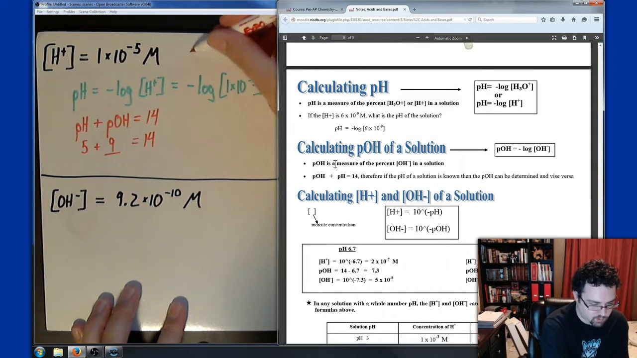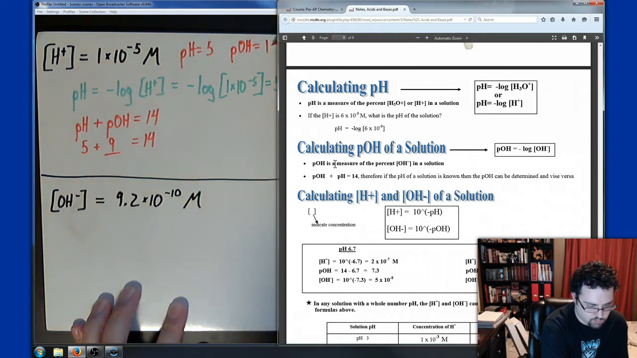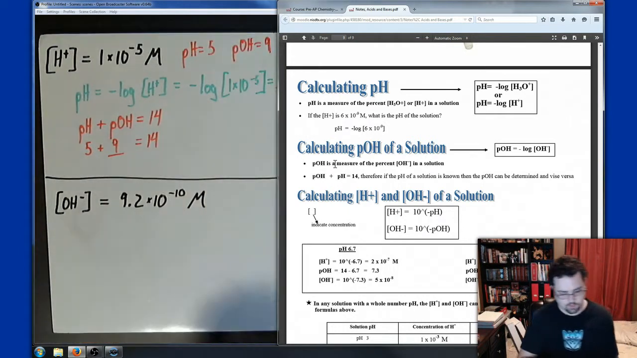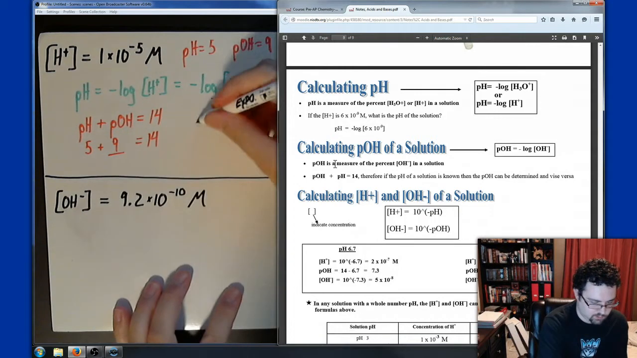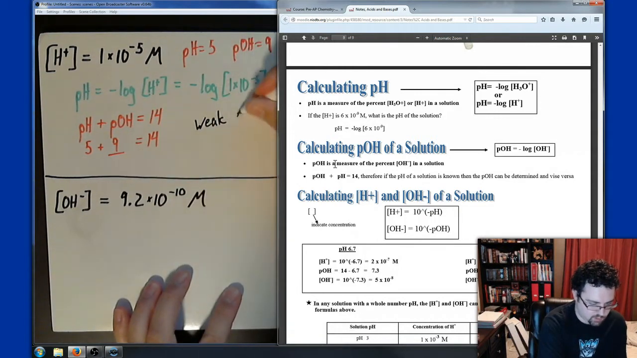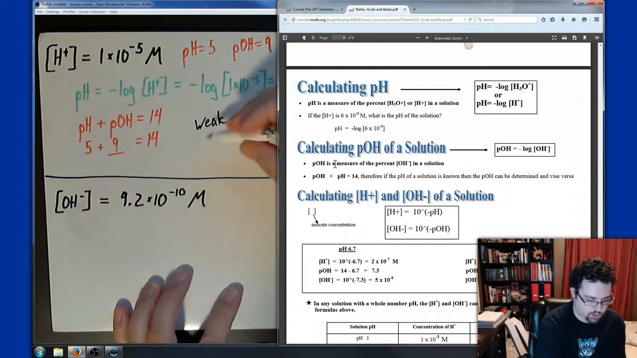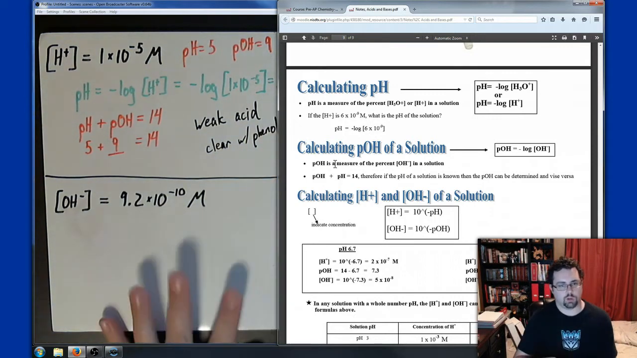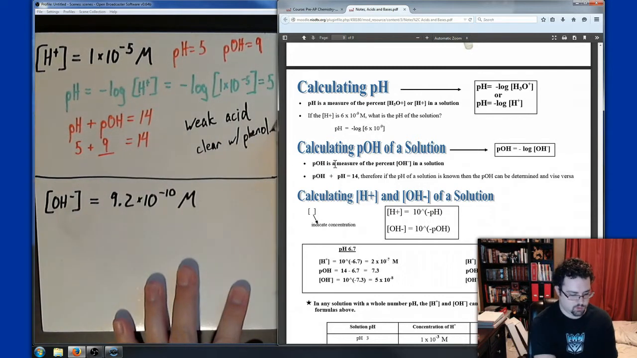Okay, which means if the pH is 5, this is a weak acid, and it will be clear with phenolphthalein. I'm not going to spell out all of phenolphthalein. So it'll be clear with phenolphthalein.